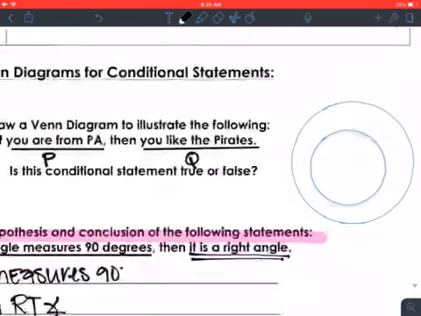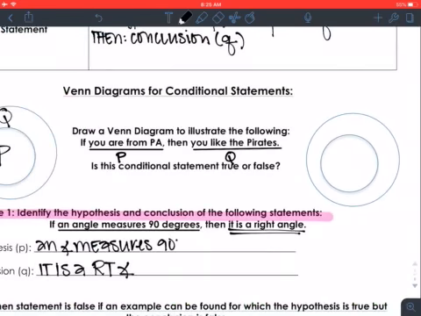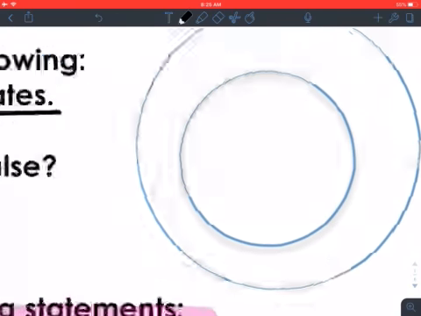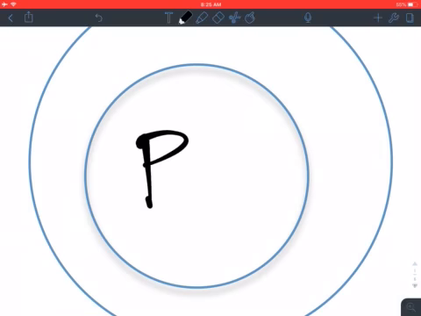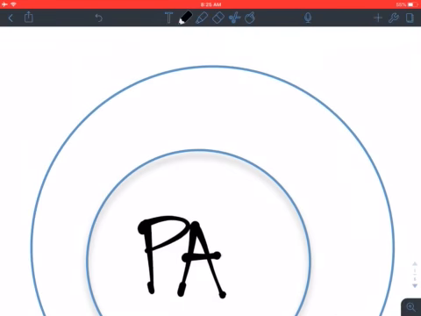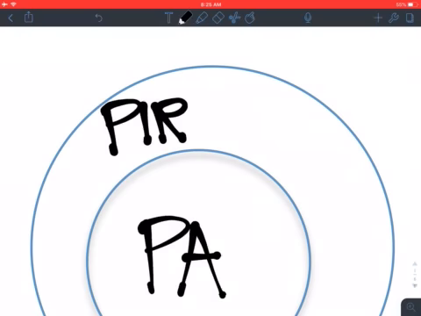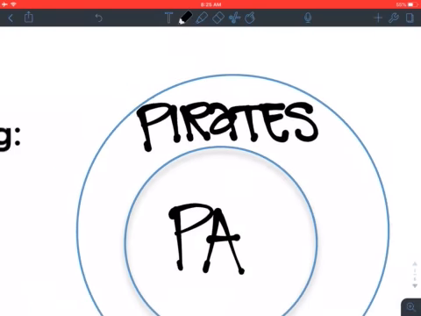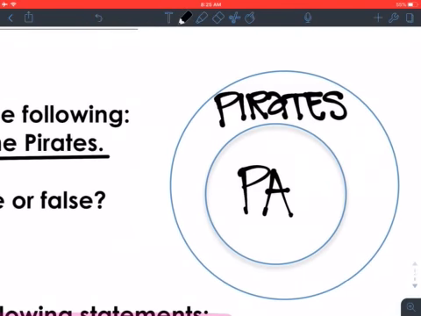Now, whether or not this is a true statement, we're going to take those two concepts and we're going to put it into this Venn diagram. So we're going to put our hypothesis, which is the fact that you are from Pennsylvania, on the inside, and then our conclusion is that you like the Pirates, okay? Now, this is not a true statement because we can find a counterexample, and our counterexample would be, for example, me, who I am from Pennsylvania, but I like the Indians, okay? So I don't like the Pirates.